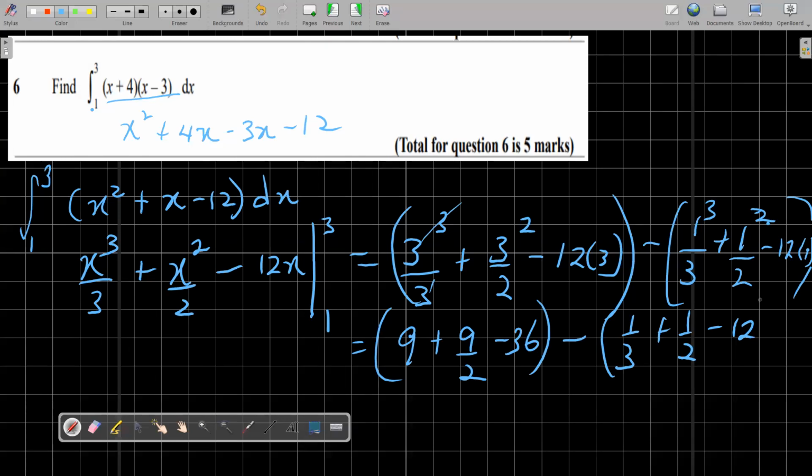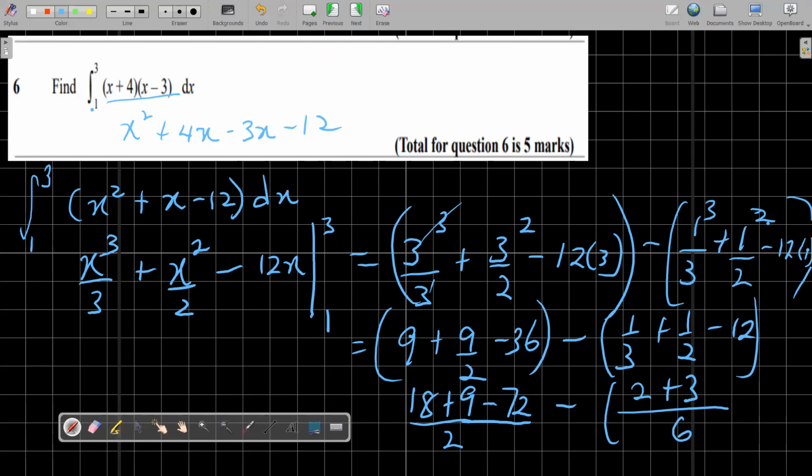Now, simplify this. What is 9 plus 9 over 2? That is 18 plus 9. So you have 18 plus 9 divided by 2. Remember, minus 36 times 2 is 72. Minus 72. And then minus, let's do the same thing here. Lowest common multiple is 6. So you multiply this by 2. So you have 2 plus 3 minus, what is 6 times 12? That is also 72.